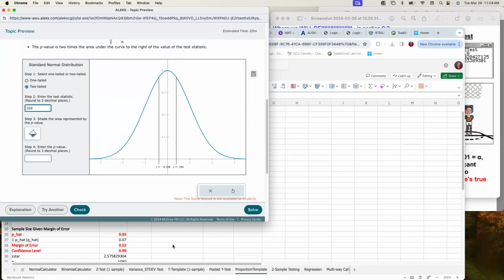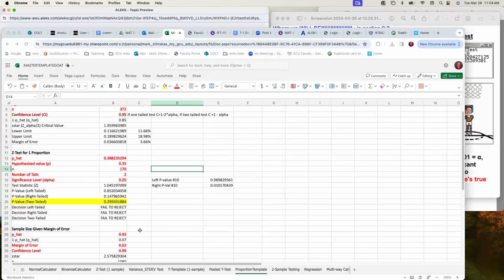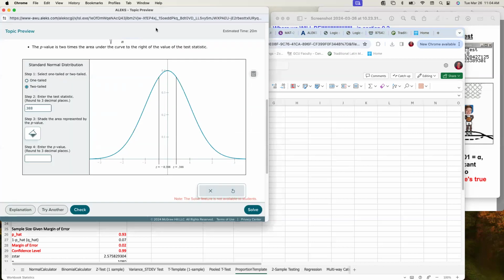Okay, and what we want to do is shade the area represented by this. Okay, whoop. You know what? I put in my p hat. I should put in my Z statistic. It's 1.045. Sorry about that. 1.045. Okay. So the p hat gives me that Z statistic. Sorry, I was typing in the p hat here. Okay. And so there we have that.